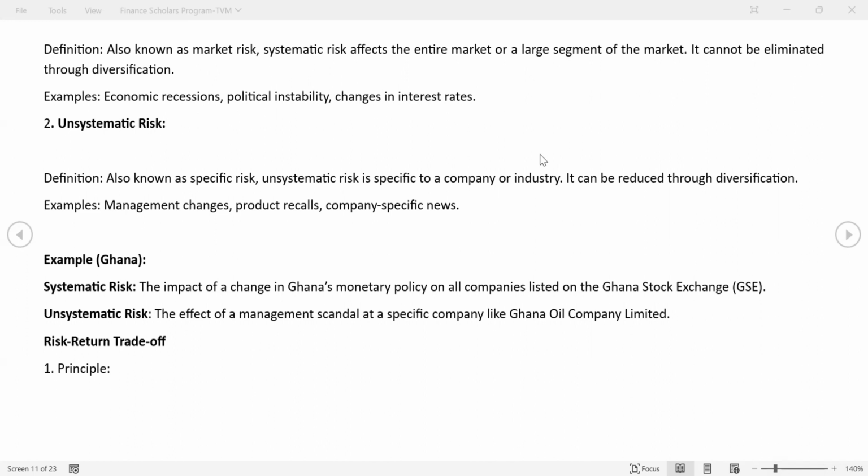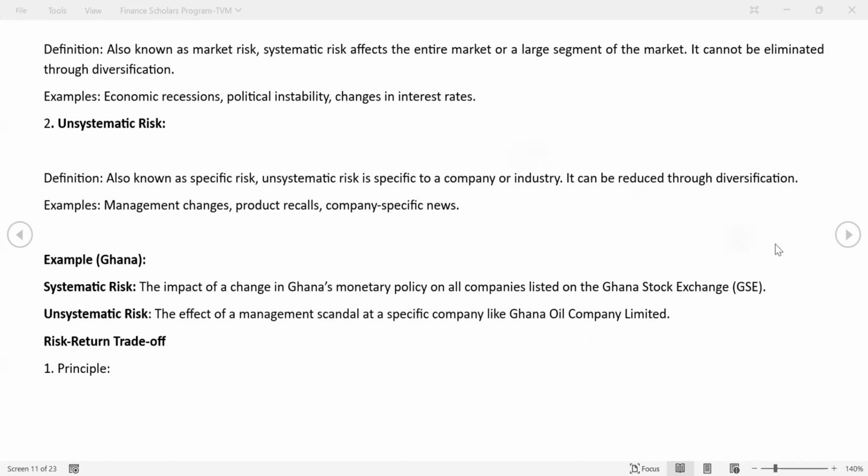Like the oil industry, they have more risks, especially when prices are changing. It affects them a lot, which is why fuel prices go up and it affects their sales. But this risk can be diversified. I can eliminate this risk through proper diversification, because you can manage company-specific needs. These are examples of systematic and unsystematic risks.